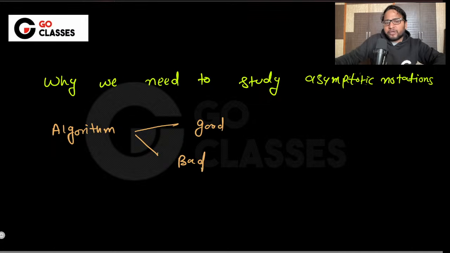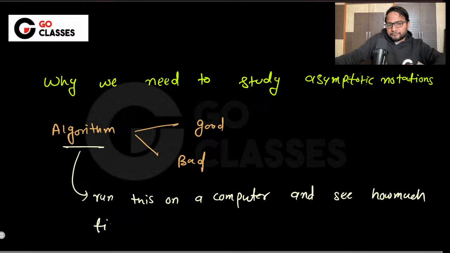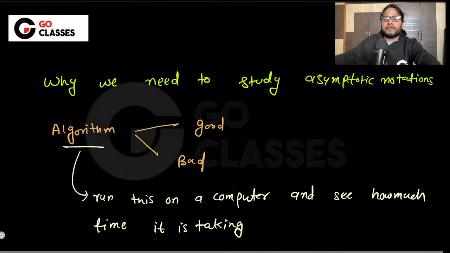Then you can say that we can run this algorithm on a computer and see how much time it is taking. Now, is this a good way to check whether the algorithm is good or bad? Just let me know.